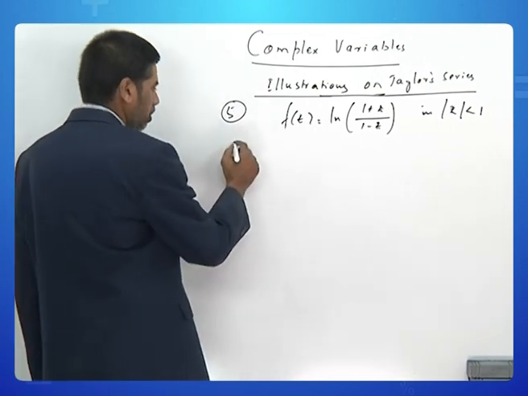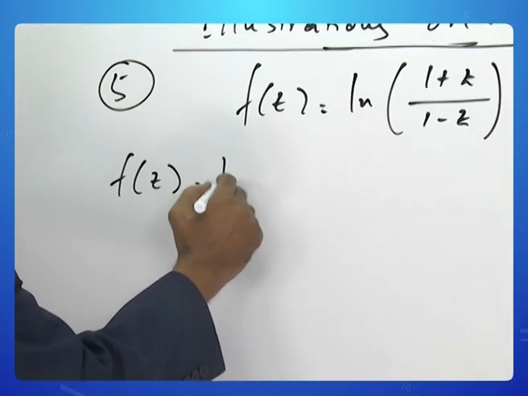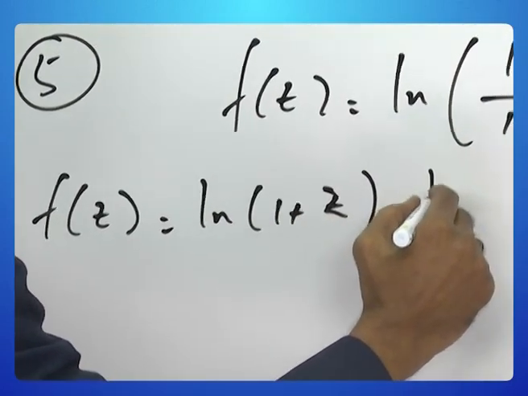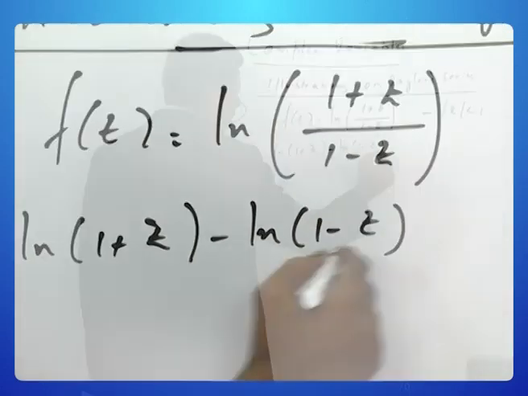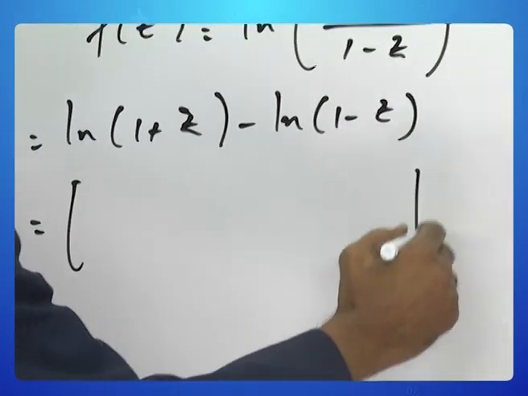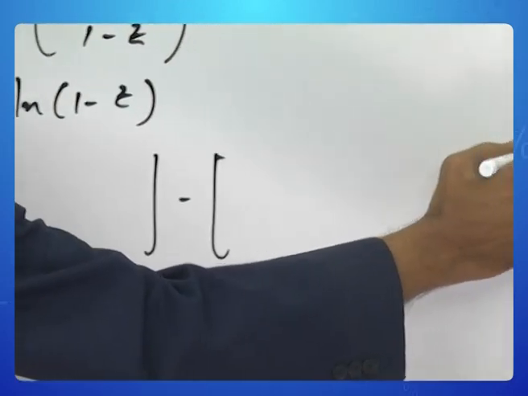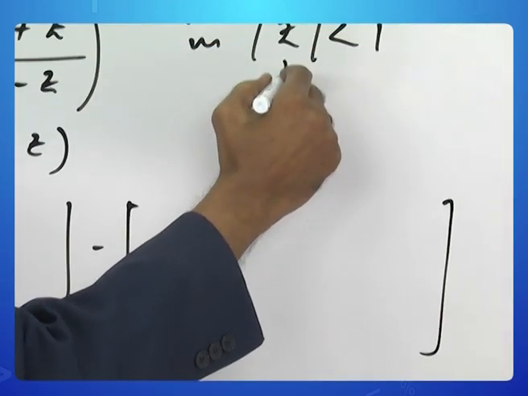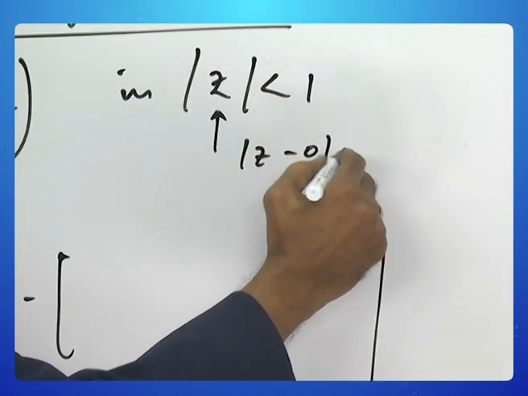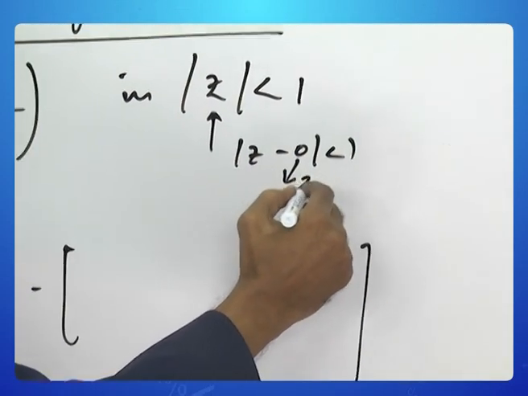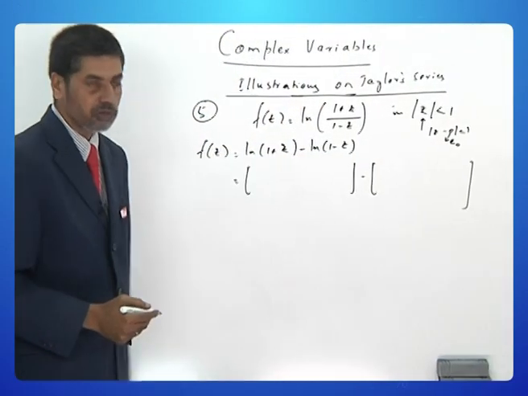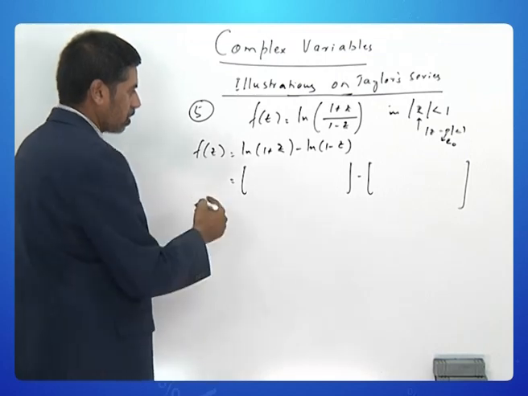So the easiest way to solve this problem is to use the property of logarithms and use their respective expansions. Please observe one thing: mod z less than 1 means mod z minus 0 less than 1. That means the center of expansion is 0. So it is enough to write the Maclaurin series for both these functions.